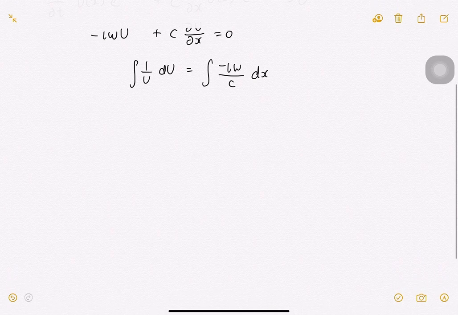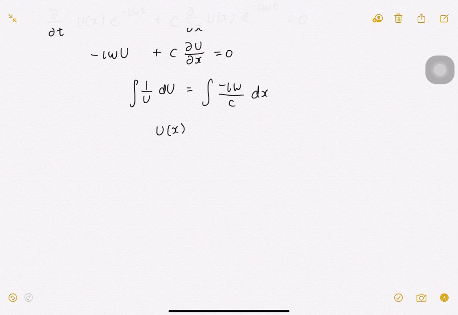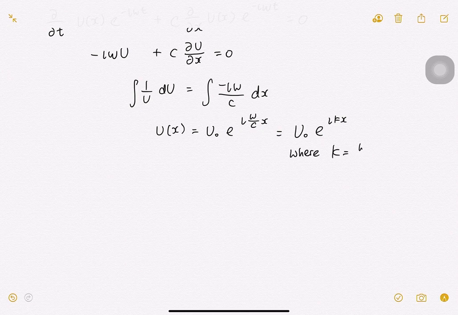Okay, and then we know that u depends on x, right? U naught is a constant, and then e to the power of iota omega over c x, which equals e to the power of iota kx, because we know that omega over c equals k. This is the dispersion relation for the analytical solution.